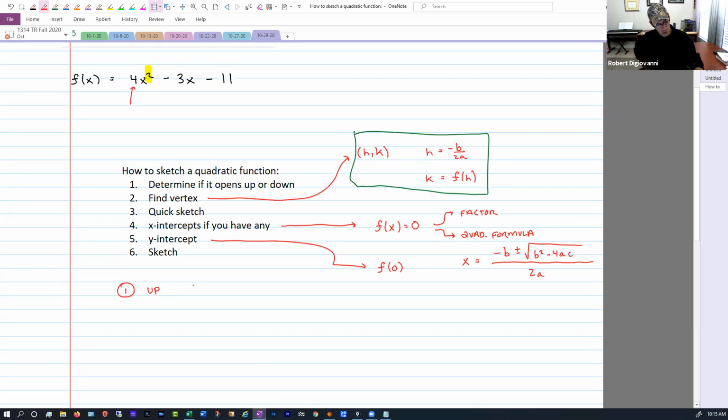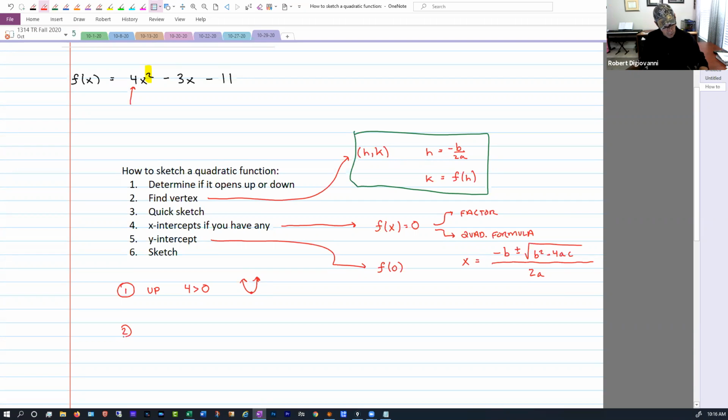And since it's 4, 4 is greater than 0. So it's going to open up. So it's going to look like a U, right? And that means it's going to have a lowest point, right? It'll have a lowest point, and then the sides will open up. Okay, we know that so far.